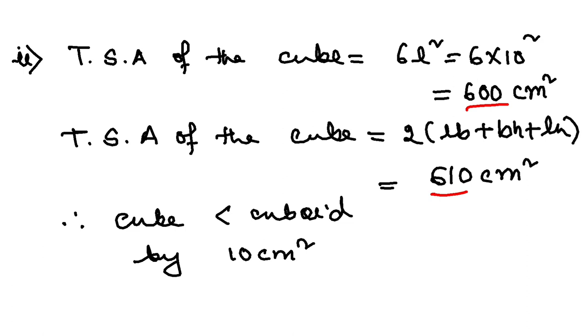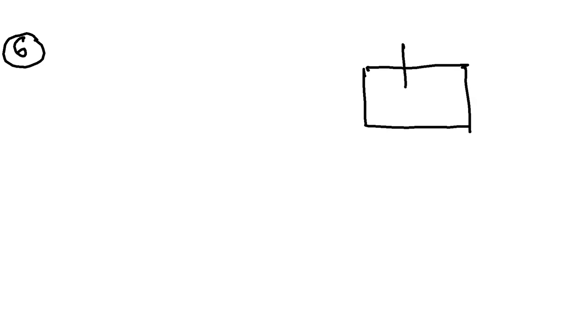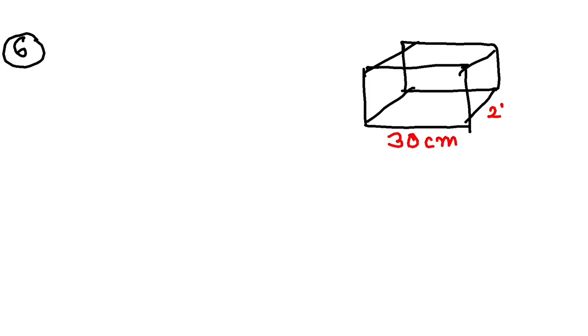Now let's go to question number 6. Alright, in question number 6, they are discussing a herbarium, cuboidal in shape, made of glass. So this is the herbarium, suppose, cuboidal in shape. The length of the cuboid is 30, breadth is 25 and height is again 25. You have to find the TSA of the herbarium or the cuboid.